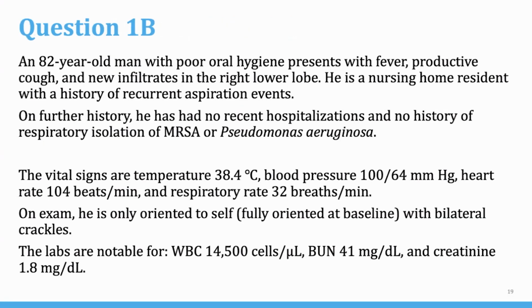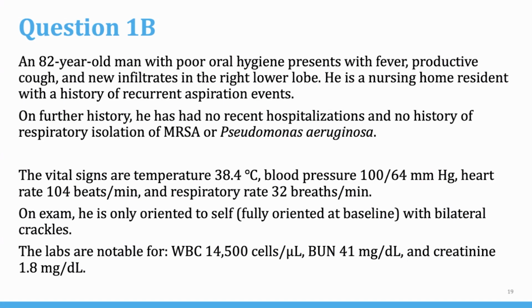So to follow along with the same patient, you find out on further history that he's had no recent hospitalizations and no history of respiratory isolation of MRSA or Pseudomonas. His vital signs are notable for a temperature of 38.4, blood pressure of 100/64, heart rate of 104 beats per minute, and a respiratory rate of 32 breaths per minute.